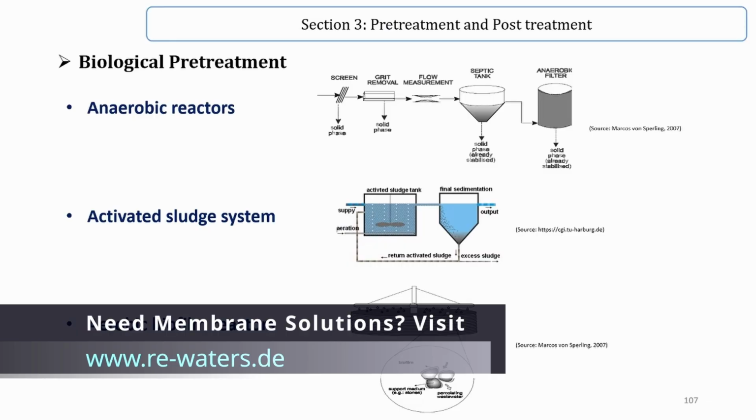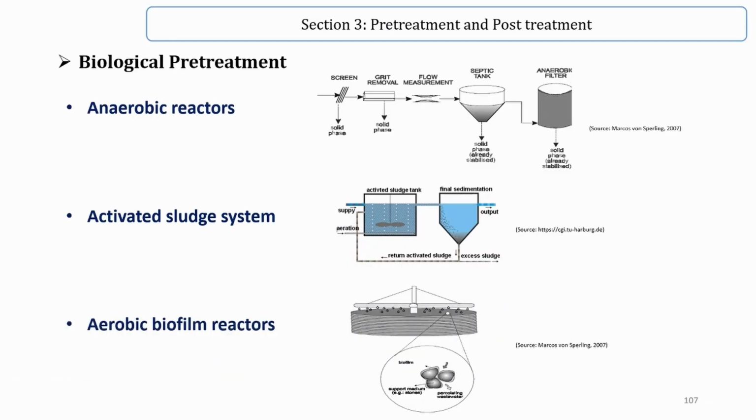Biological pretreatment, such as anaerobic reactors, activated sludge systems, and aerobic biofilm reactors, are the most common processes in wastewater treatment and can also be applied as a pretreatment for membrane bioreactors. You can study these processes in the concerned references, such as books on biological wastewater treatment.